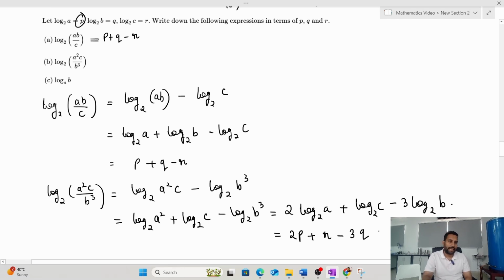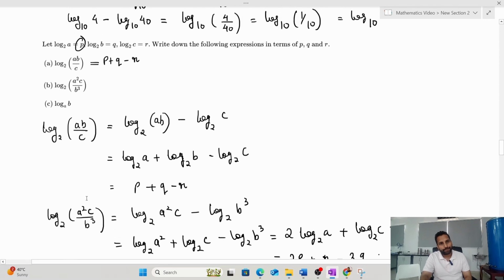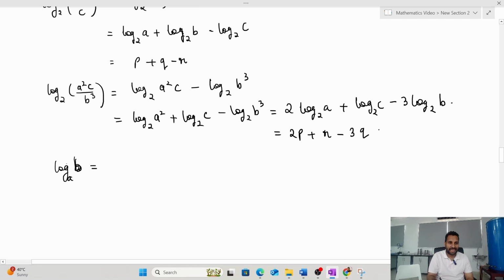Now final is log base a b. Okay. Now here if you see what is asked in the question, the given data is in terms of base 2. See, log base 2 a is p, log base 2 b is q, log base 2 c is r. What are the bases? The bases are 2, but here we have base as a.